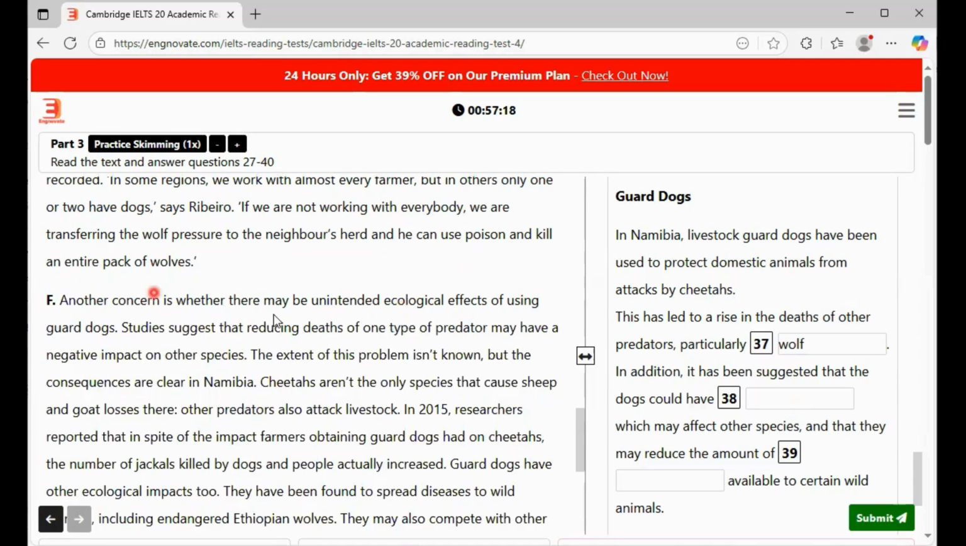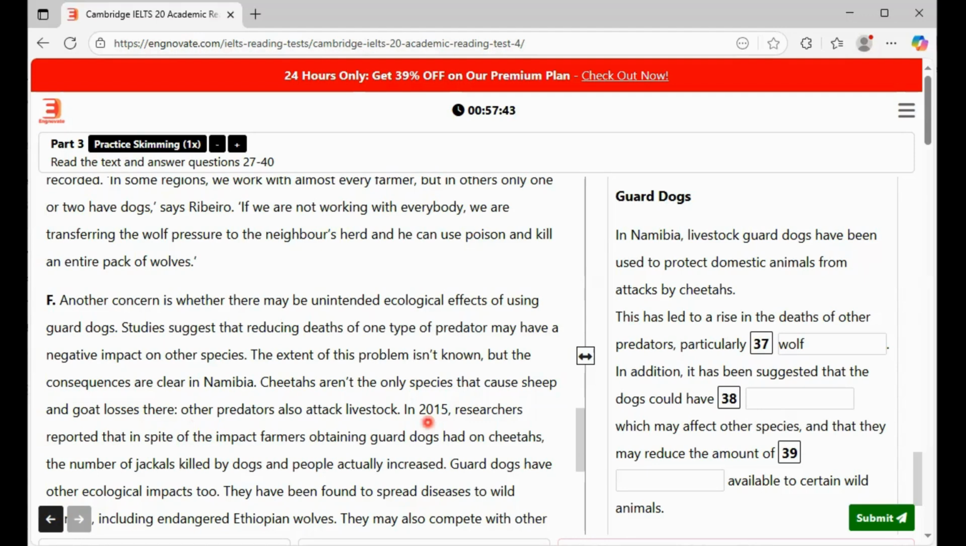Another concern is whether there may be unintended ecological effects of using guard dogs. Studies suggest that reducing deaths of one type of predator may have effects on another species. The extent of this problem isn't known, but the consequences are clear in Namibia. See, Namibia is showing up again. Cheetahs aren't the only species that cause sheep and goat losses. The other predators also attack.